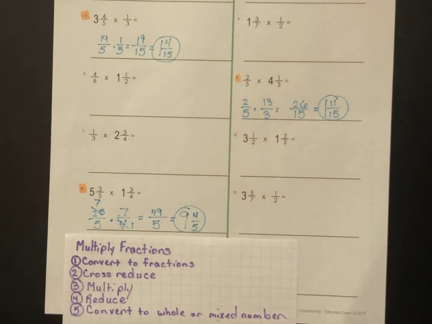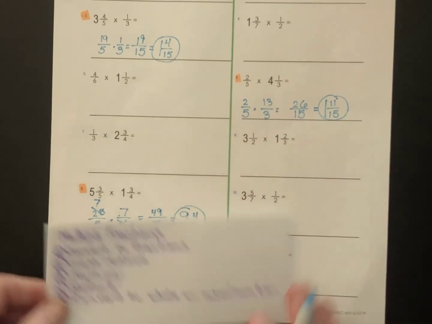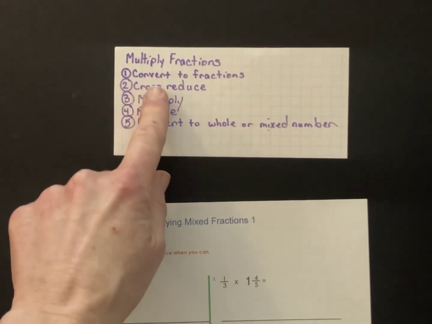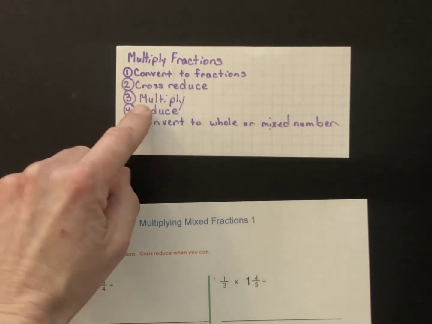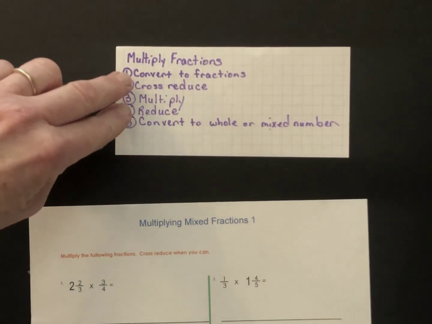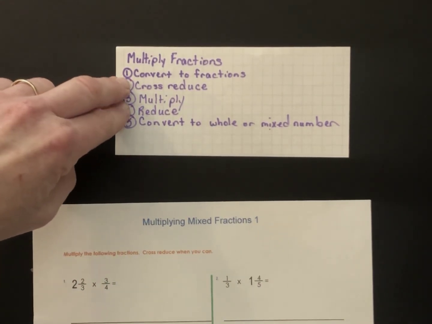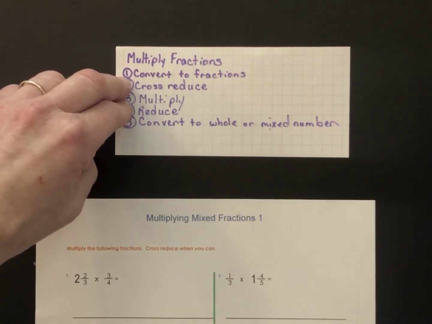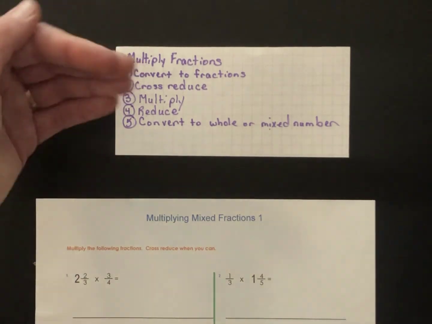I want you to solve every one of those using these methods, right? This sequence right here. First, cross reduce, then multiply, then reduce, and then convert. Those reducing steps are very important. You don't want to save that for last because then it's a whole lot harder. So do that as soon as you can.